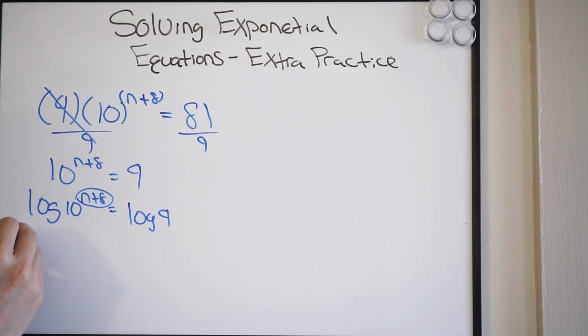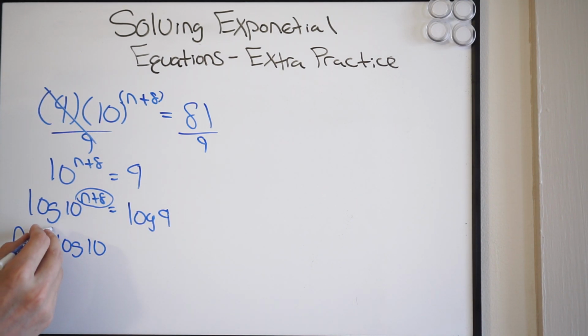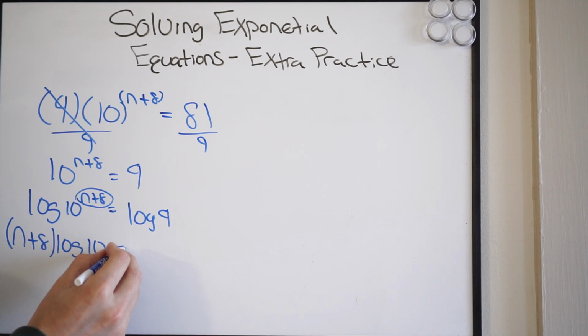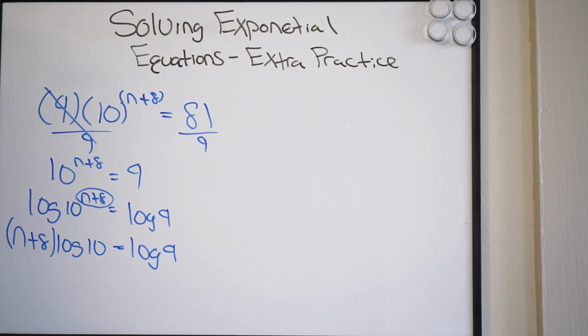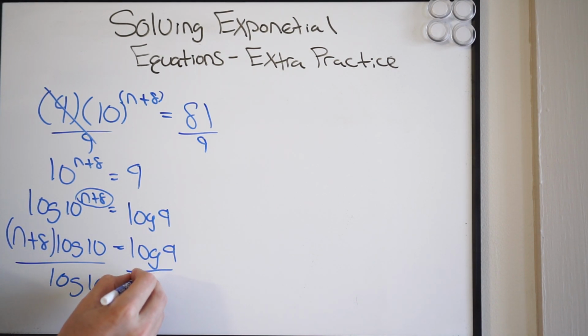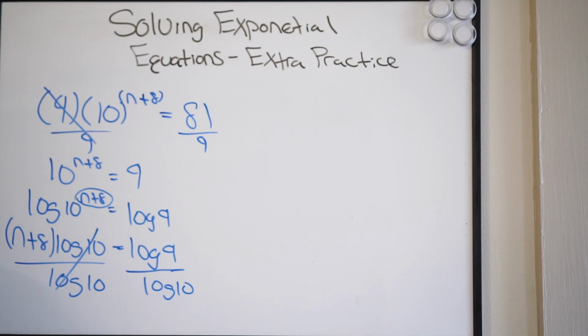So this is going to be n plus 8, and then we'll get log 10, and now we have equal to log 9. At this point, all you want to do is divide by log of 10. This cancels. So let's go ahead and do this. Log 9 divided by log of 10.